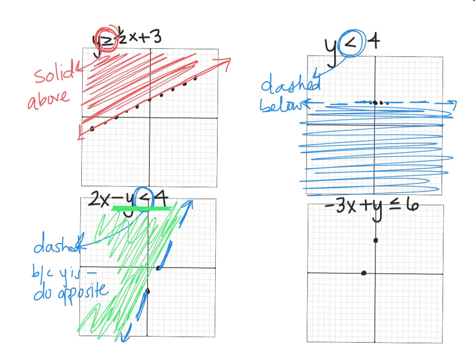All right, and this last one, we'll look at it also. This last equation, so if we look at our symbol, this is telling me to do solid. So I'll connect my points, make myself a solid line here. And then it says below, and we want to check, is my y negative? And if you look, no, y is positive, so we're going to do the same. We're going to shade below.